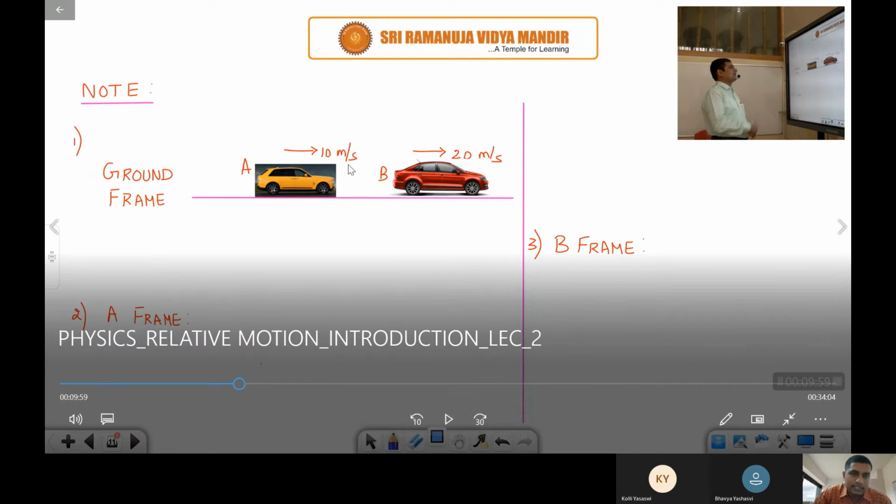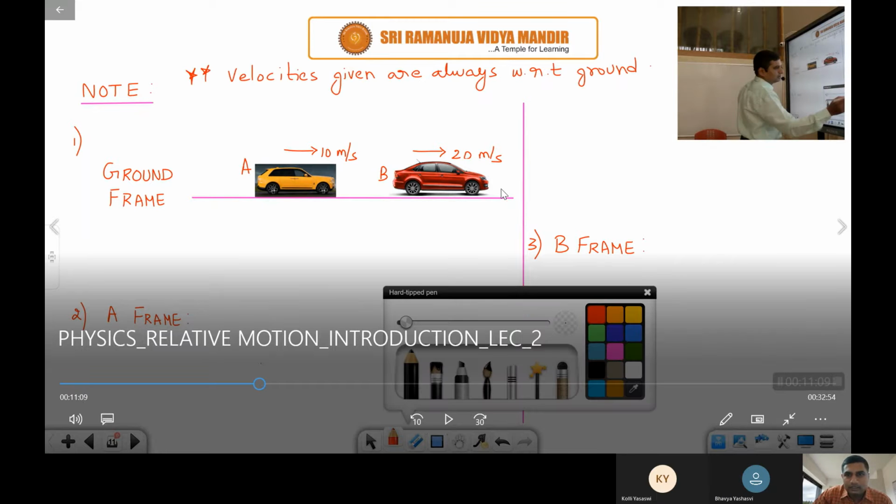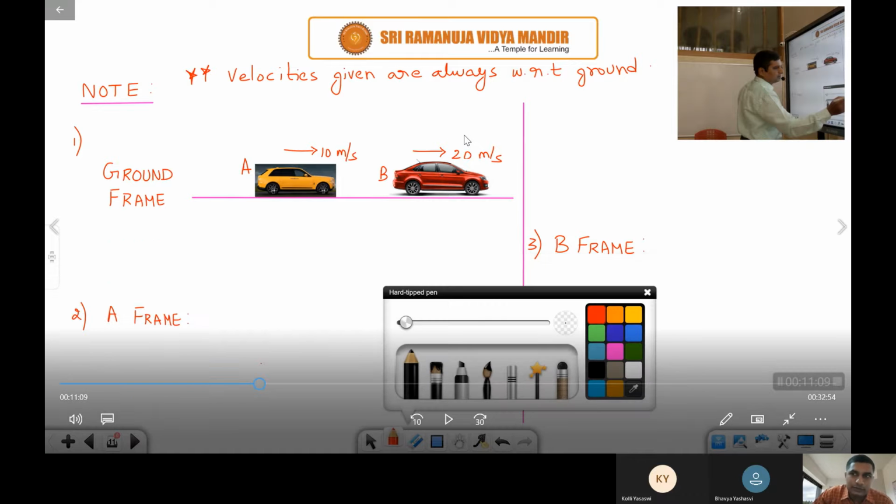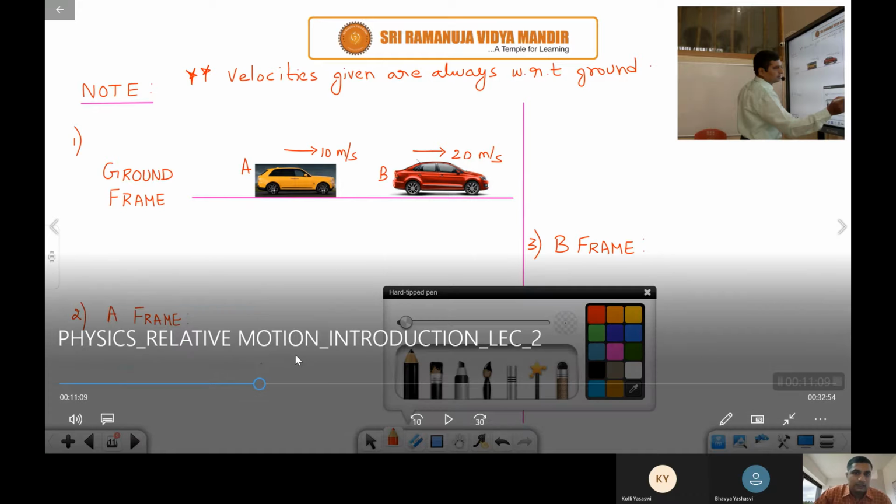Now let us see here. There are two cars, a yellow car which is A and a red car which is B. Both have a speed of 10 meters per second to the right side. I told you one point here: whatever velocities are given, they are always with respect to the ground. Suppose in the problem they say a car is moving at 10 meters per second, it means it is moving on the ground, so its velocity is with respect to the ground. They won't mention it.